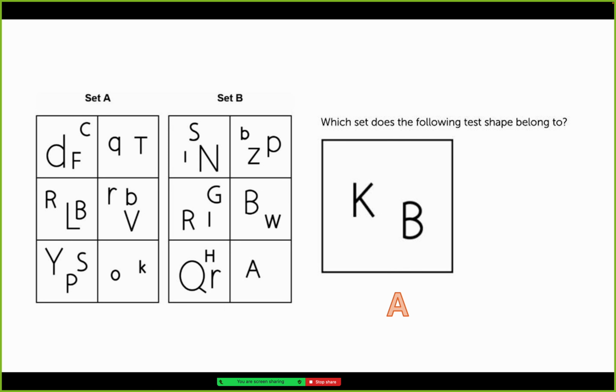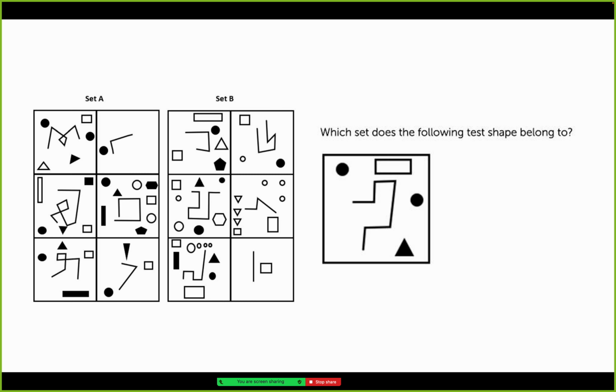Once you know that, instead of going to enclosed space, because enclosed space is very sparse here, so D has got some enclosed space, Q has got some enclosed space, but otherwise other alphabets don't have much enclosed space. So instead of focusing on that, see the difference between the straight line and curved line, and we found a pattern. It's 2 in set A and 3 in set B, and the test shape is 2, so it's A. Happy with that? Good. Go for this.